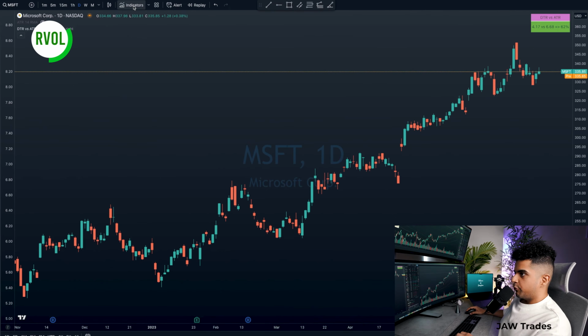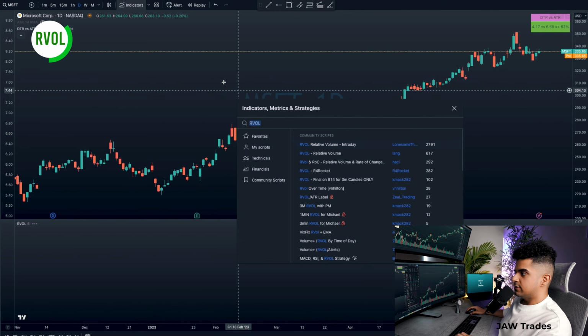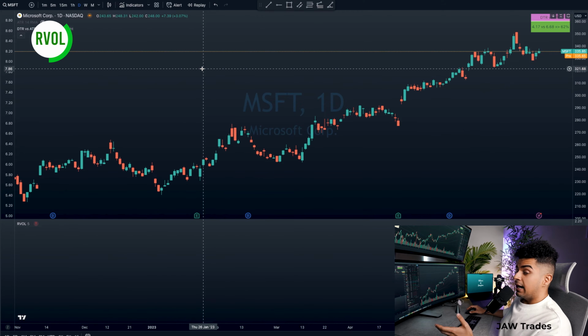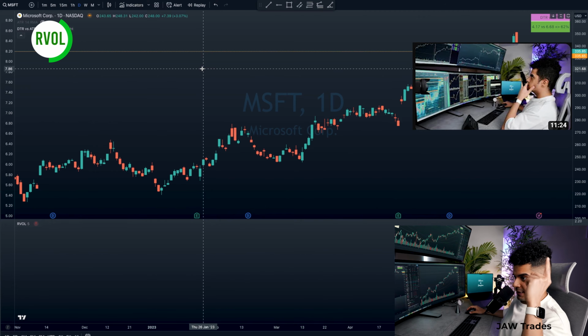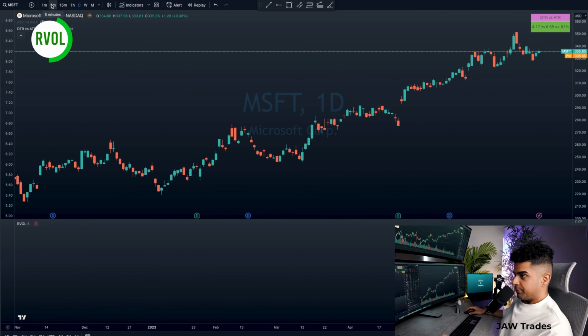To add this indicator on TradingView, go on indicators, search for RVol. This is the first one that I use. I personally use the indicator RVol on Dash Trader Pro. That is the platform I use every single day. If you guys want to know more about my day trading setup and the platforms, you can check out the day trading setup video. It's going to be linked at the top. This RVol is similar to the Dash Trader Pro one. I have confirmed it, so you can use this indicator on TradingView.